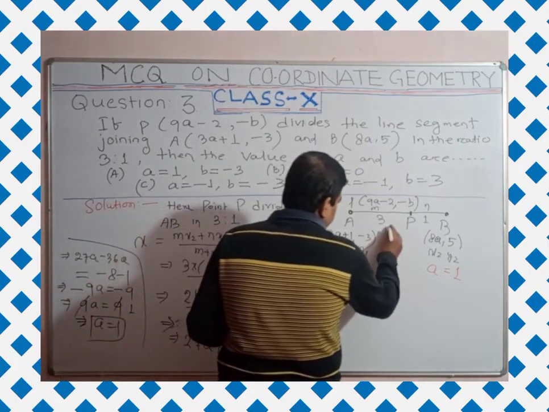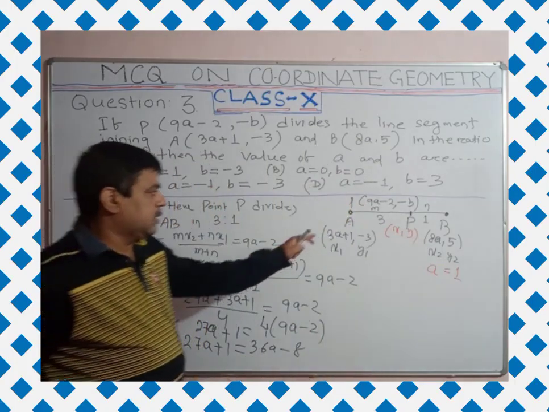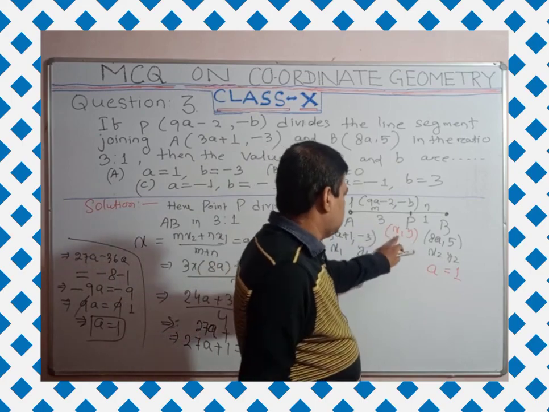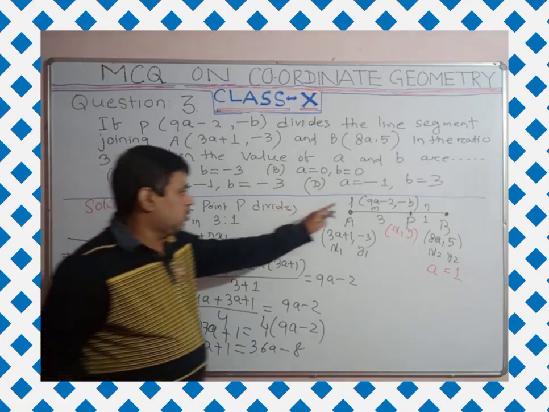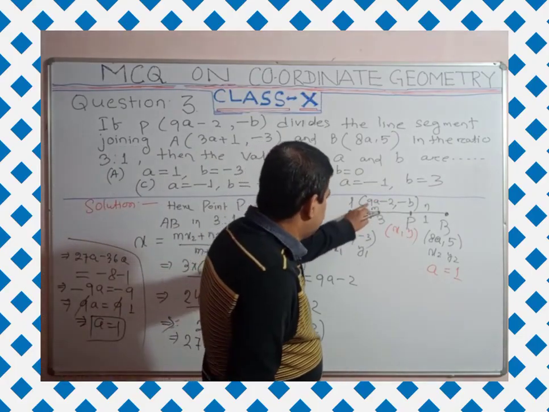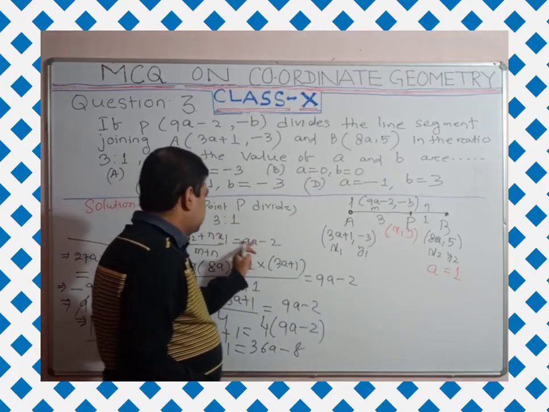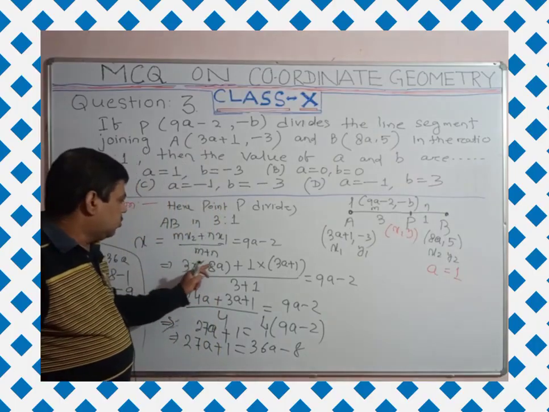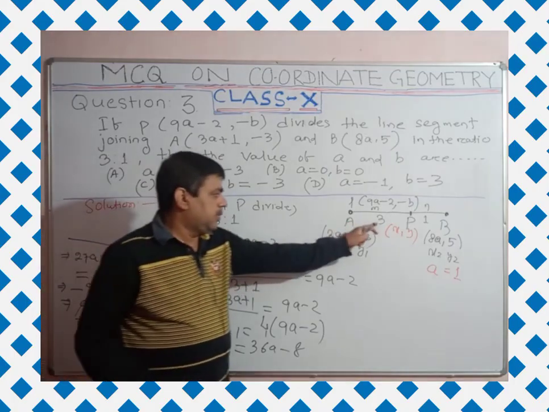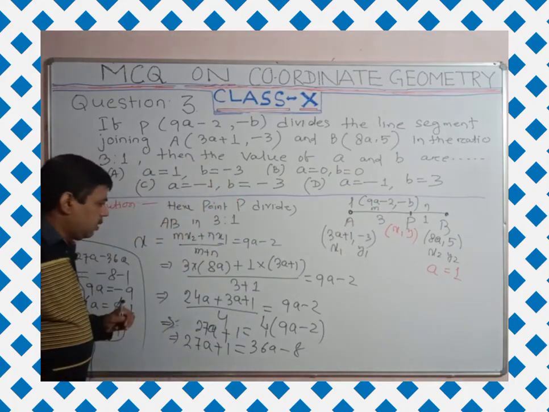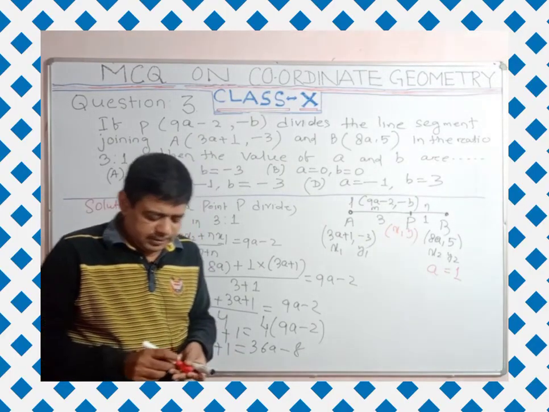So since the point P divides the line segment AB internally in the ratio 3:1, the x coordinate is equal to mx2 plus nx1 by m plus n, where the x coordinate of the point P is already given, 9a minus 2. So mx2 plus nx1 by m plus n is equal to, in place of x I can write 9a minus 2. Here the value of m is 3 and the value of n is 1. By putting the right values, after calculation, we shall get the value of a is 1. Understand? Is it clear? Okay.